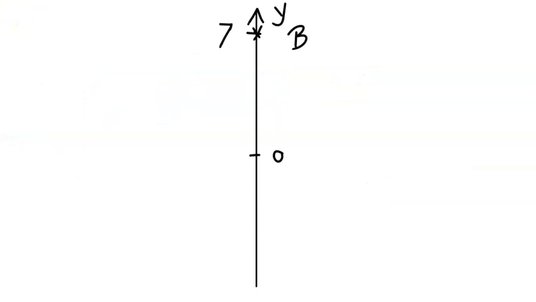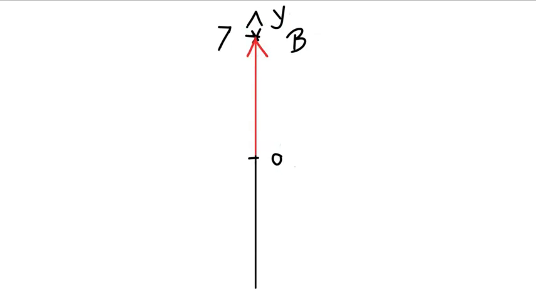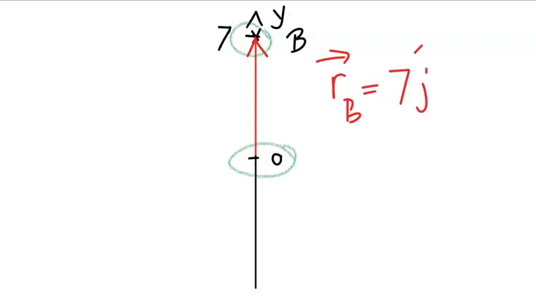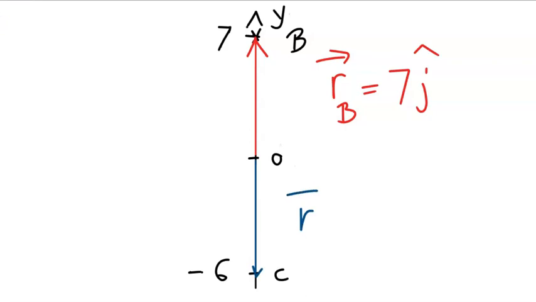Now likewise, let's say you have point B with y-coordinate of 7. So the position vector of point B will extend from the origin to the point B, as shown. The way we write this position vector is, as before, r_B equals 7j hat. Next, point C with y-coordinate of minus 6, and its position vector is given by that blue arrow, and the way we write it is r_C equals minus 6j hat, and so on.